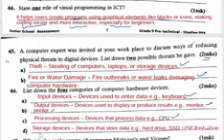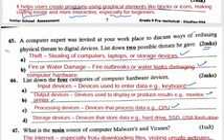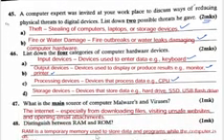Then finally, we have storage devices. These are devices that store data. For example, we have hard drive. Then we have SSD, meaning solid state drive. USB flash drive, that is Universal Serial Bus flash drive. So these are some of the categories of computer hardware. This is grade 7 work. So we continue to question 47.